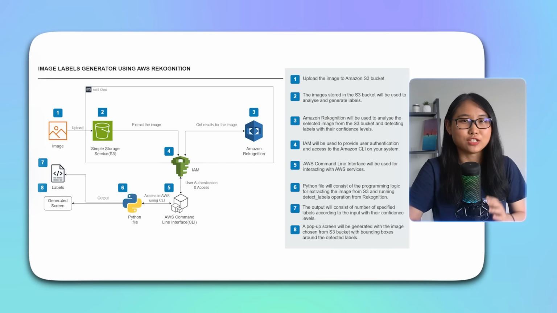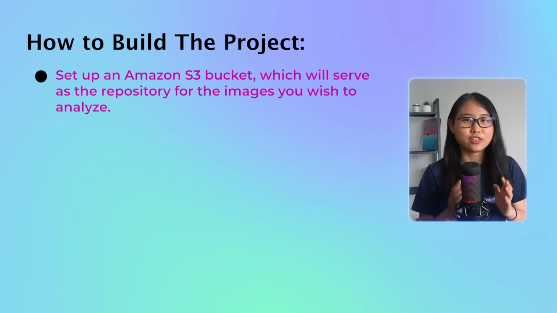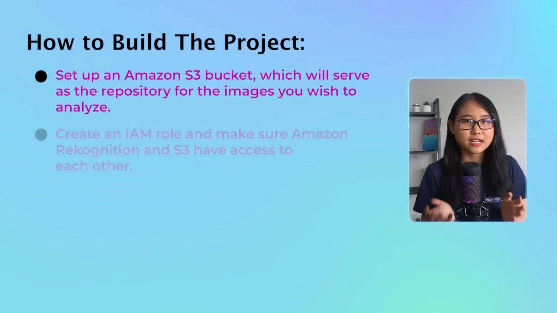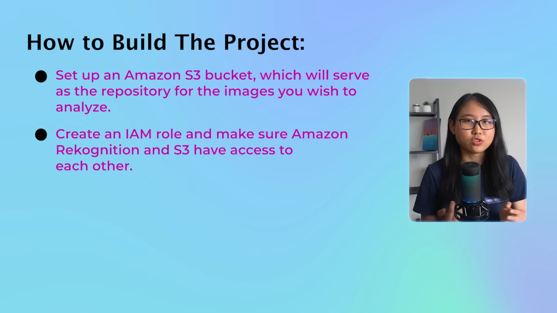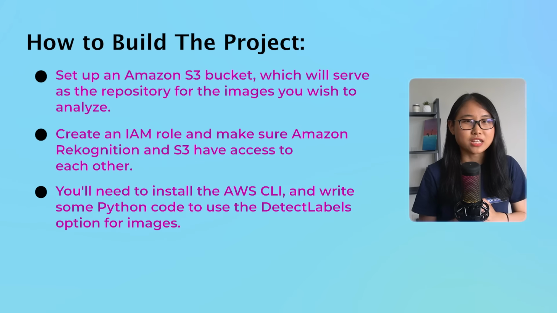Here's the architectural diagram and the overall steps you'll need to take to build out this project. So the journey begins with setting up an Amazon S3 bucket, which will serve as the repository for the images you wish to analyze. Next, you'll create an IAM role and make sure that Amazon Rekognition and S3 have access to each other. After that, you'll need to install the AWS CLI and write some Python code to use the detect labels option for images.